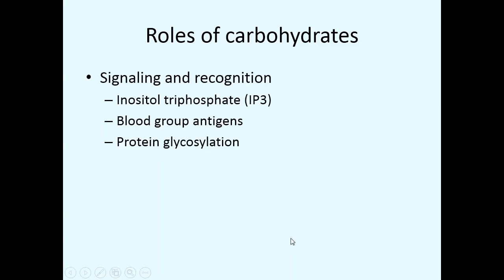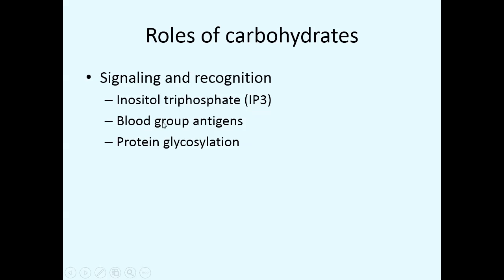Carbohydrates and their derivatives are also important for cell signaling and recognition. For example, inositol is a reduced derivative of glucose 6-phosphate. Phosphorylated inositol is a component of the polar head group of membrane phospholipids. As a result of certain signaling stimuli, inositol triphosphate is released from the membrane into the cytoplasm of the cell and mediates signaling.